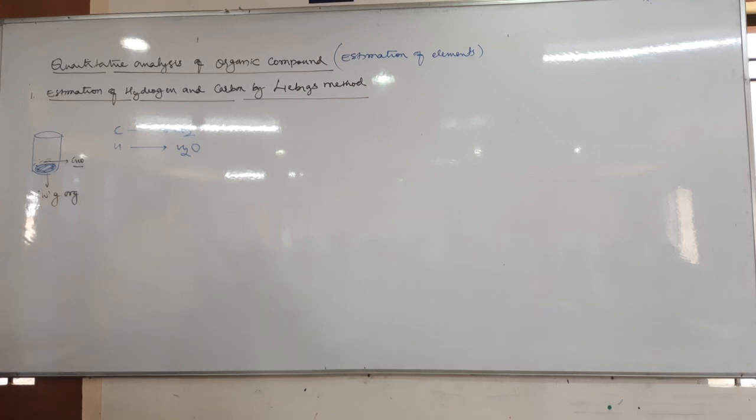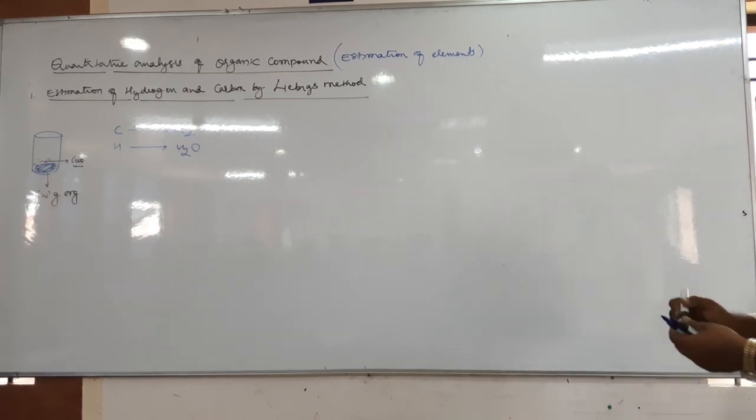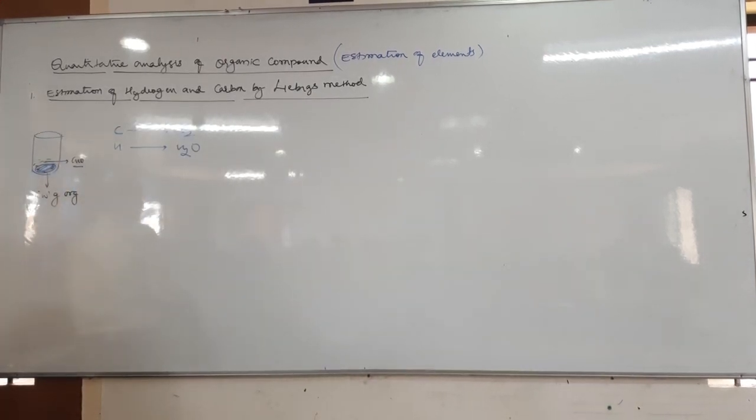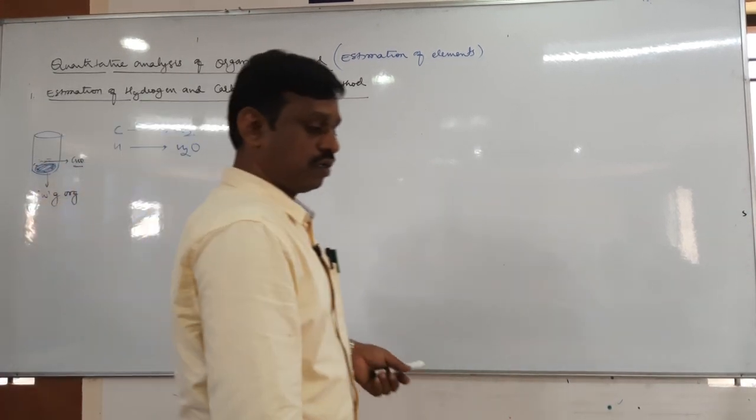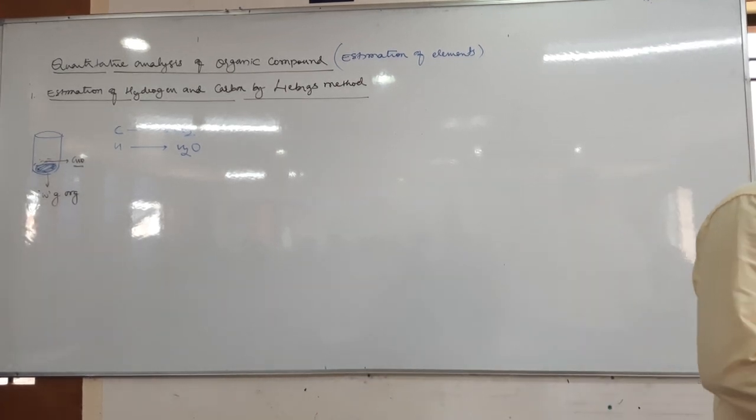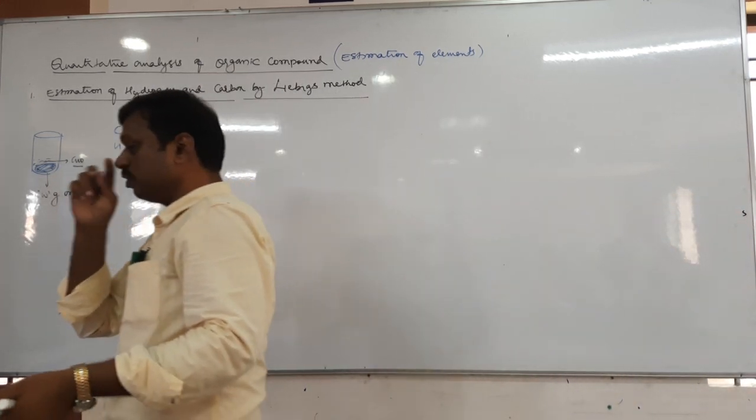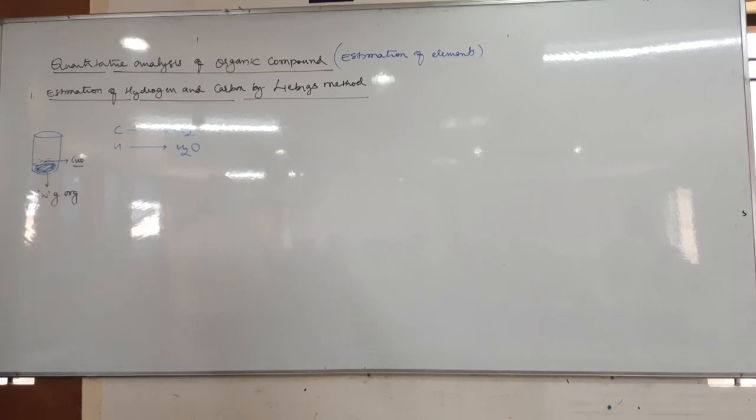Next, the mass of the CO2 formed can be estimated by absorbing in KOH solution, the mass of H2O formed can be estimated by absorbing in what? Anhydrous calcium chloride.